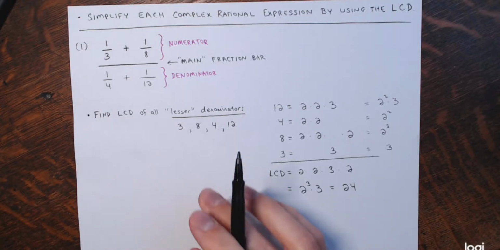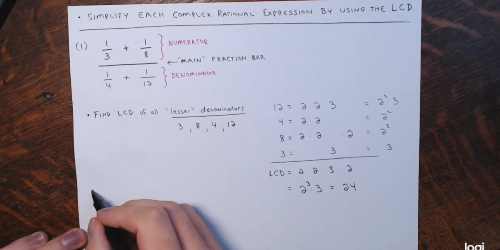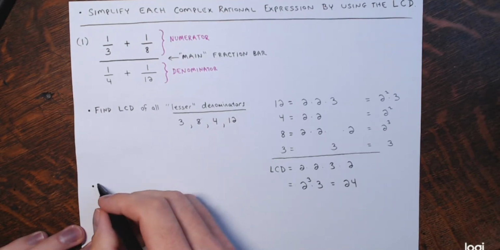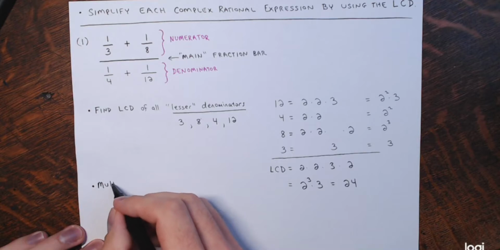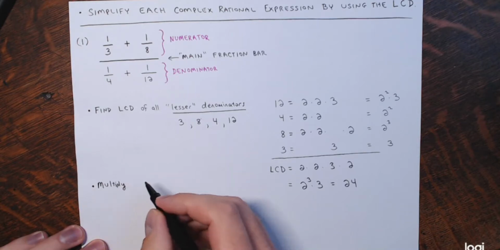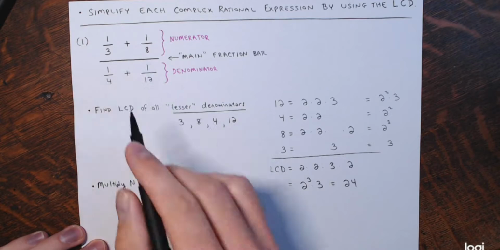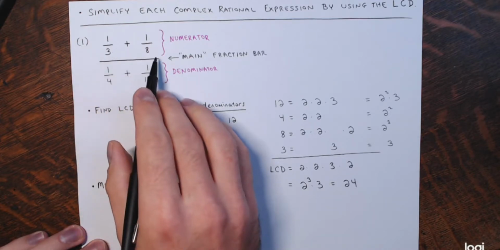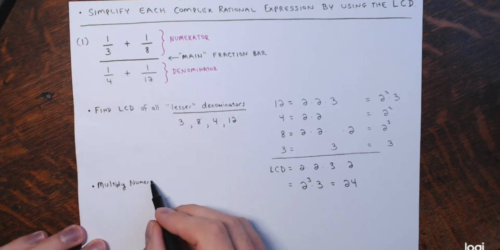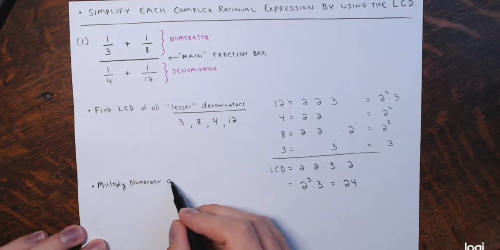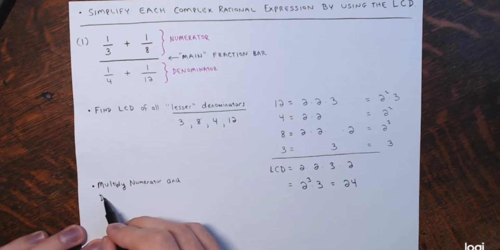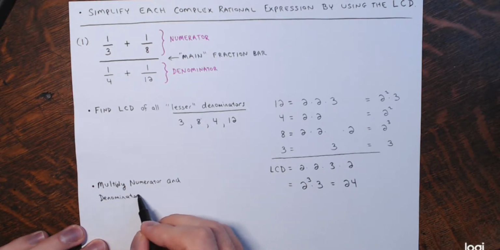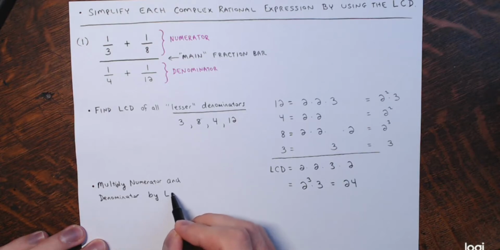Alright, so that was the first step. The second step that I mentioned from the text is now I multiply the numerator of the complex fraction and the denominator of the complex fraction, right? So the expression above the main bar and the expression below the main bar, by the LCD. Right, so that'll look like this.